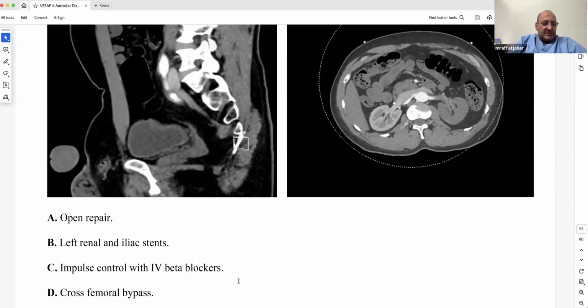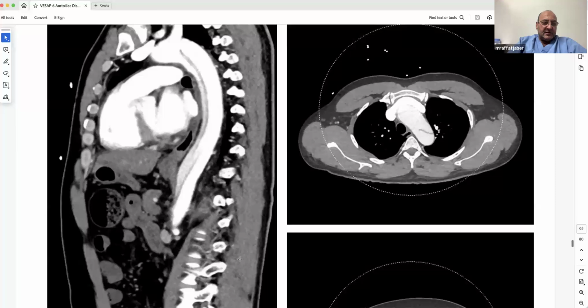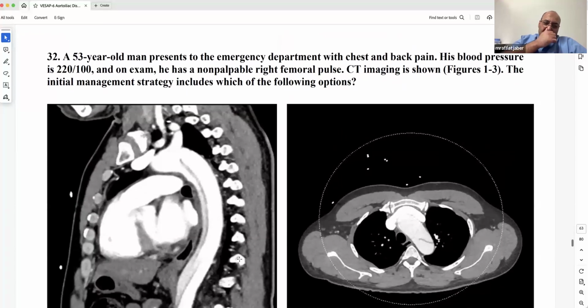How to approach these patients is very contemporary treatment, like Dr. Samer said. If you have malperfusion, immediately you do TEVAR. You control hypertension on the way, whatever. But you do TEVAR.